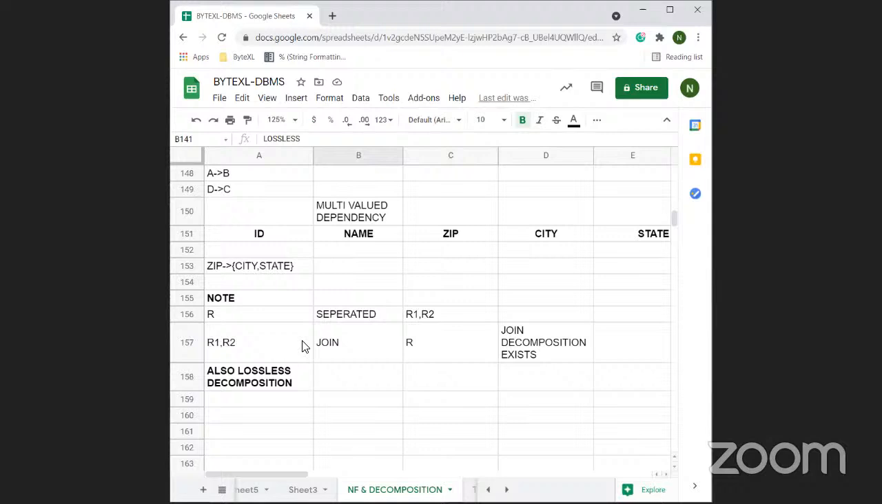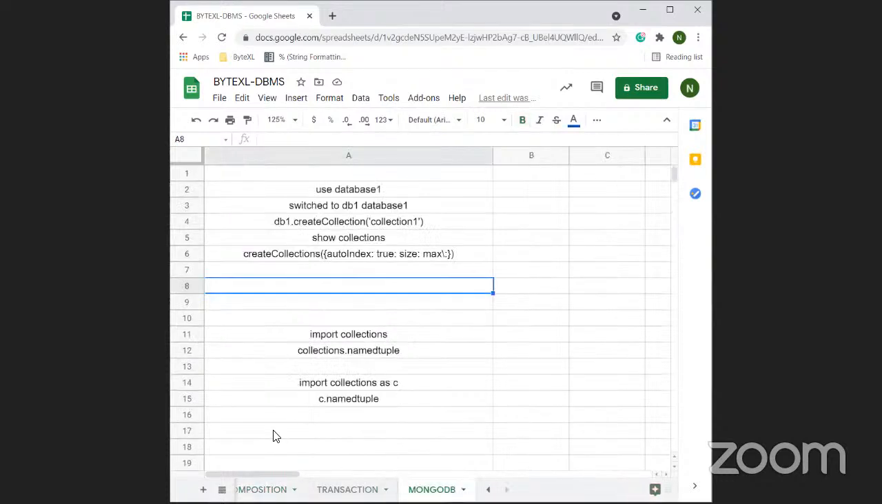They will give you two separate tables and simply ask you to pick the option: lossless decomposition, lossy decomposition, something nothing, or no decomposition. They'll give you such outputs when you go for exams. This is all about your normalization.